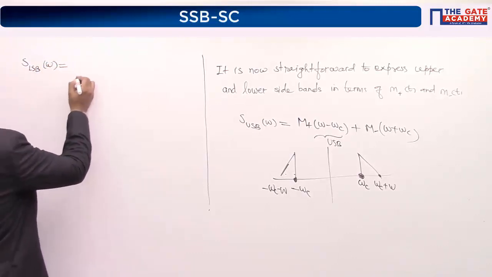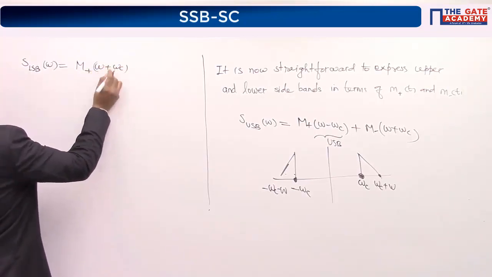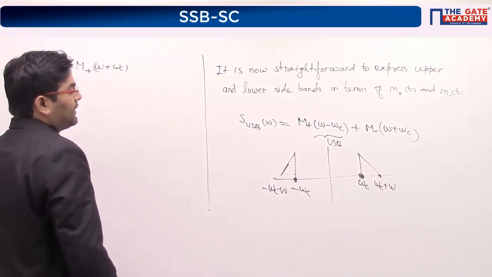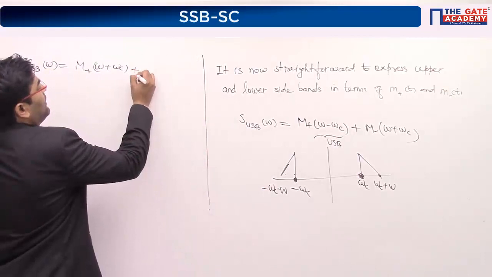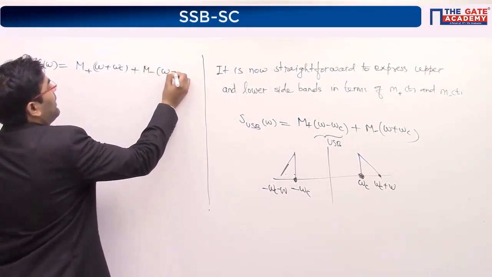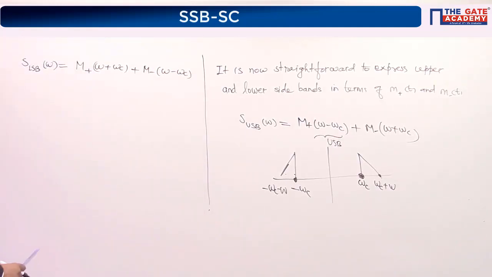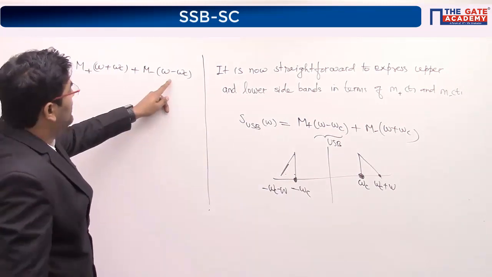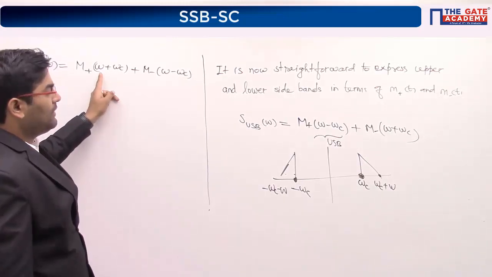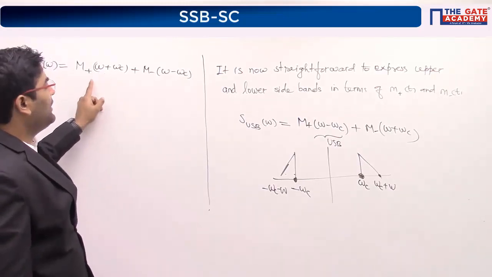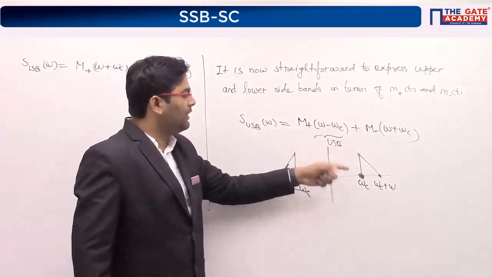I can also write M plus (omega plus omega C) plus M minus (omega minus omega C). Taking the lower sideband means this part. So this will give you the lower sideband, right? Now, how will you differentiate? If you take omega equal to omega C with positive, it is the upper sideband.